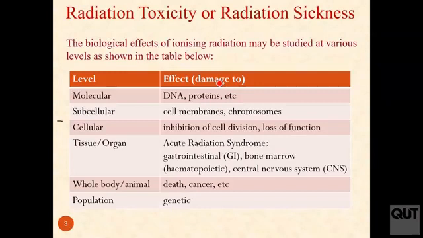Alright, so it can be studied at the molecular level, so the DNA, proteins, etc. Subcellular, so the membranes, chromosomes, etc. At a cellular level, so the cell stops dividing or loses function. At the tissue level, so you get radiation syndromes, gastrointestinal effects, that sort of stuff, which we'll cover later. There can be a whole body effect, so death or cancer, or even a population effect. So if you irradiate a population, you can get genetic effects of radiation.